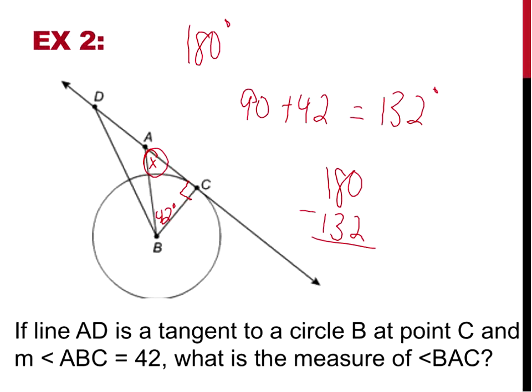Okay, so how many degrees is my missing one? Good job, Bryce. Anybody else? Not 68. 48. Good job. Neil got it. 48. Anthony got it. Great job. So 48 degrees.